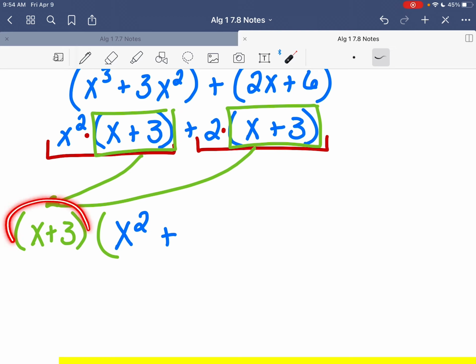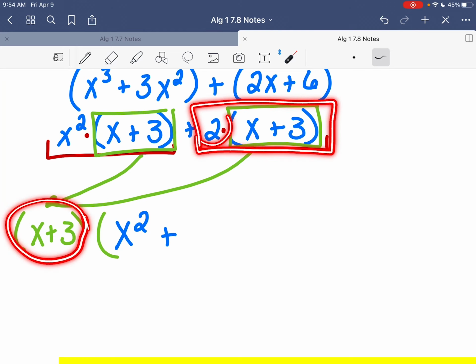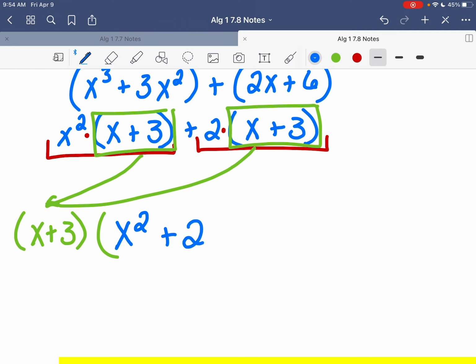Now x plus 3 times what gets me the second term, the second red thing? Well, times the 2. So plus 2. So now if you've noticed, we've turned this into a strictly multiply problem. Okay. So now I've got my 2 factors. So I've got my factor of x plus 3, and I've got my factor of x squared plus 2. So let's write that out without all the colors. X plus 3 times x squared plus 2.